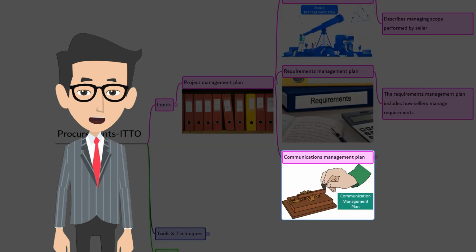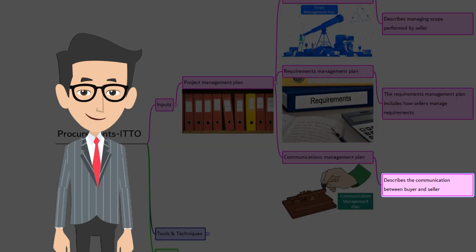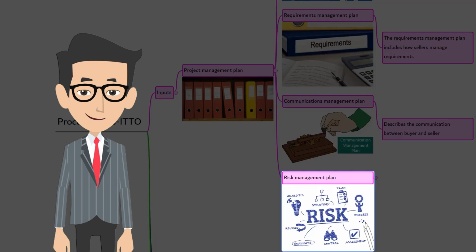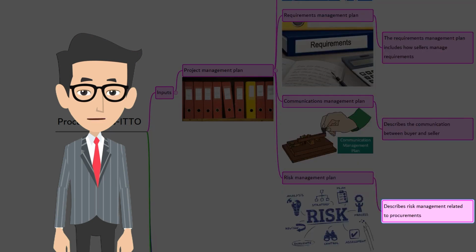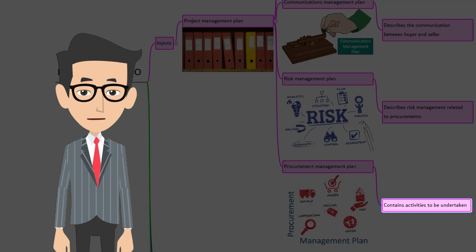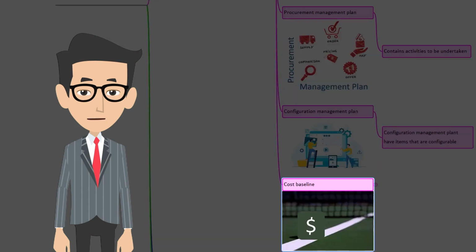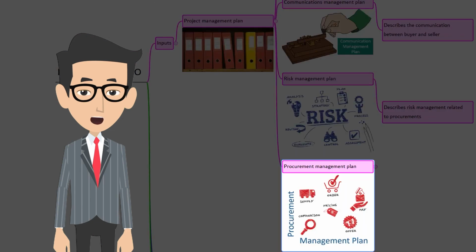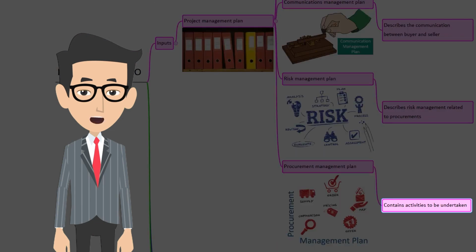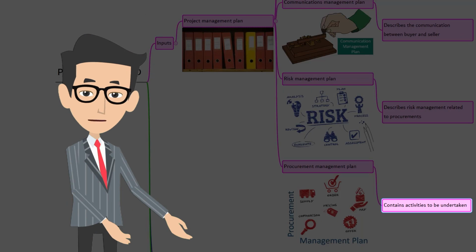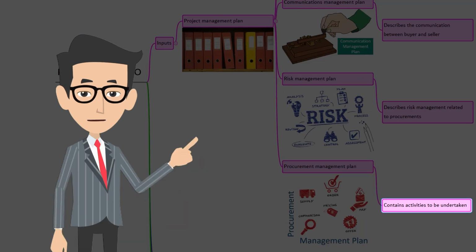The next one is communication management plan. The communication management plan describes how communication between buyers and sellers will be conducted. Risk management plan. The risk management plan describes how risk management activities will be structured and performed that are related to procurement. Procurement management plan. The procurement management plan contains the activities to be undertaken during the conduct procurement process.